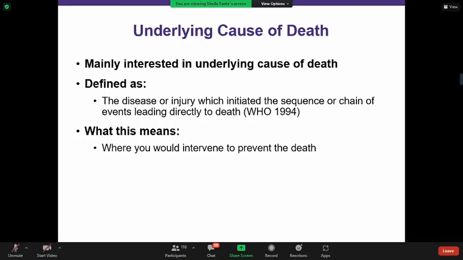Okay. So what are the underlying causes of death? This is the main component, we are mainly interested in the underlying cause of death. Of that green form, which I will show you later, the important component is the underlying cause of death. It's defined as the disease or injury which initiated a sequence or chain of events leading directly to death. It's defined by the WHO in 1994. What does this mean? It is where you would intervene to prevent the death. So it's really important to understand what we mean in saying the underlying cause of death. Okay?